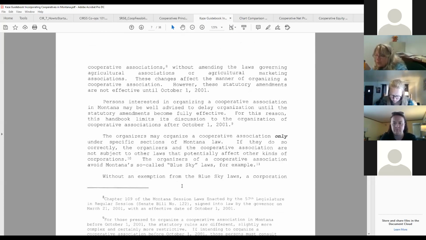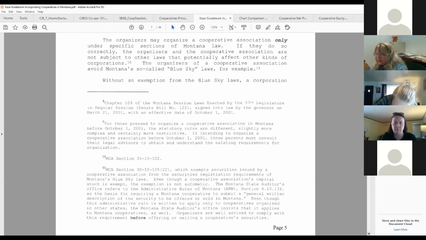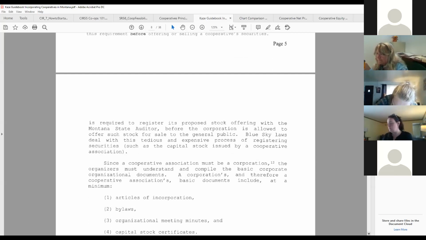Here is this without an exemption from blue sky laws. That statement right there, blue sky laws. That's the exemption you get from the Deputy Commissioner of Securities. This section is the one I refer to periodically about that whole exemption issue.